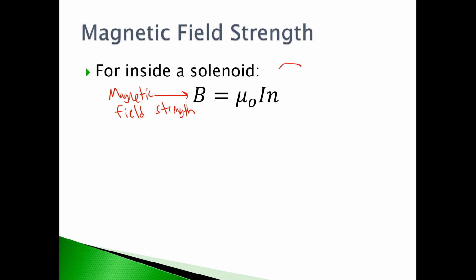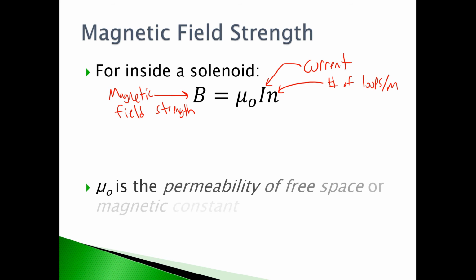I is the current, and this n here is the number of loops per meter. And mu zero is the permeability of free space, which is sometimes called the magnetic constant. So it's very similar to Coulomb's constant as a way of making this equation work, or the universal gravitational constant also as a way of making this work.